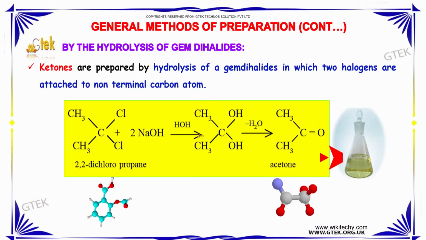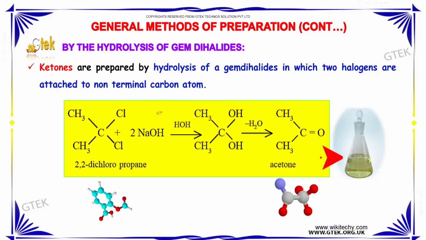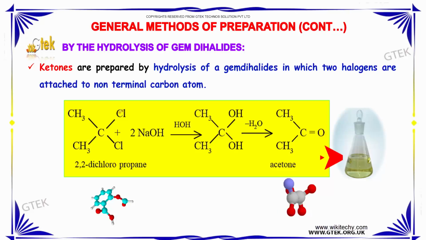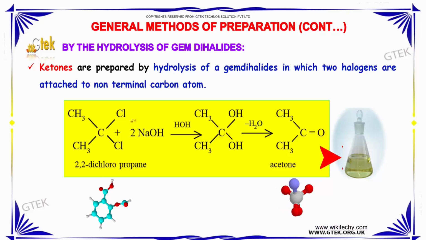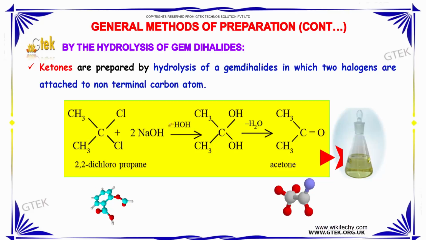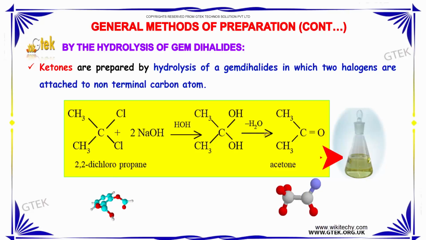Hydrolysis of gem dihalides in which two halogens are attached to a non-terminal carbon can also result in the formation of ketones. An example of halogens attached to a non-terminal carbon atom is 2,2-dichloropropane. When it is added to sodium hydroxide in the presence of water, we obtain this compound. This is because the two OH groups replace chlorine, that is, a substitution reaction takes place, and one molecule of water is completely removed. So this oxygen forms a double bond with this carbon to form acetone.